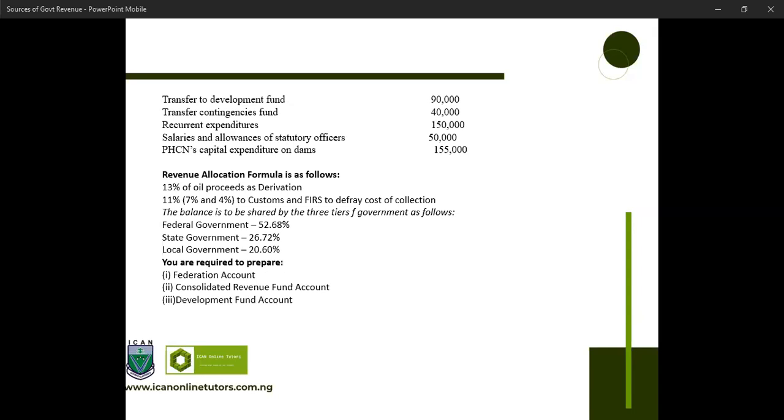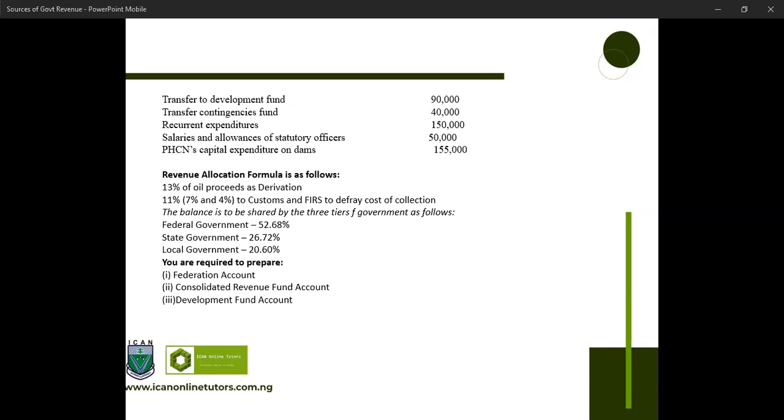Salaries and allowances of statutory officers. CRF. Expense. PHCN capital expenditure on dams. No. Development. Inflow or outflow? Development fund. Outflow. Expenditure. Capital expenditure. All right. Expenditure on dams, yes. Okay.